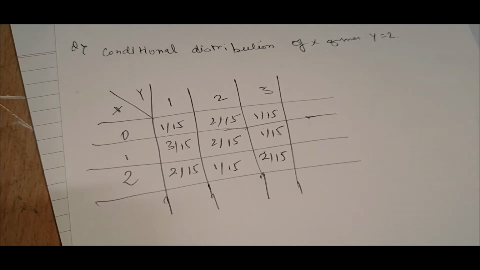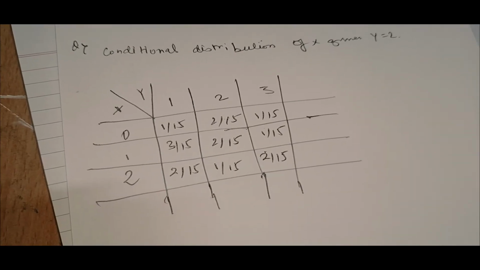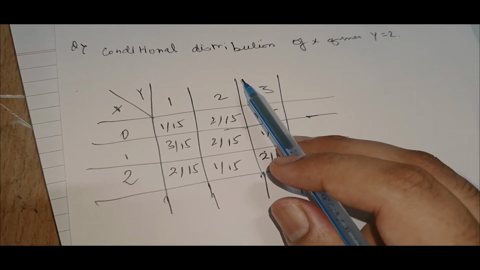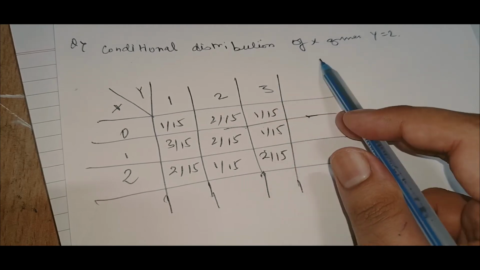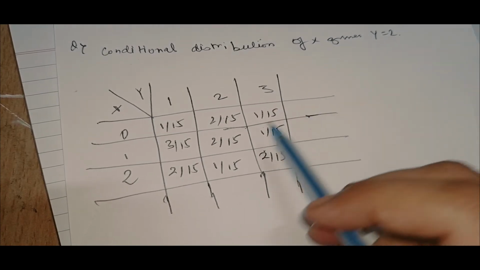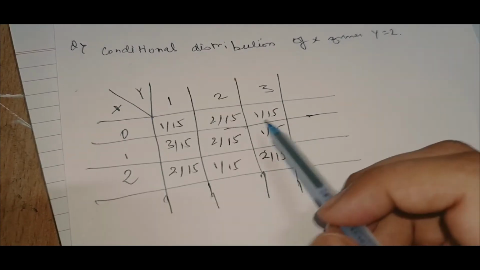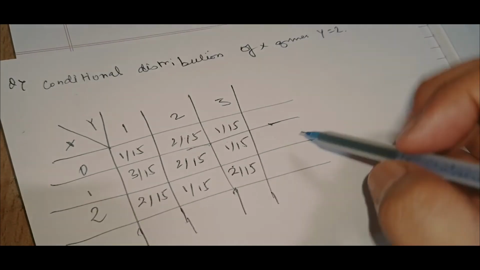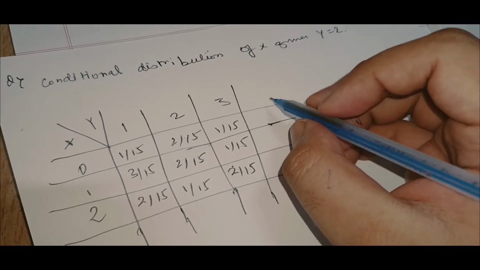Hello guys, so today we will be solving some more questions. So this is the conditional distribution problem. We have to find the conditional distribution of x given y equals 2. So this is the discrete type of data which is given to you. So the very first step we need to do is find the marginal values of x and y.